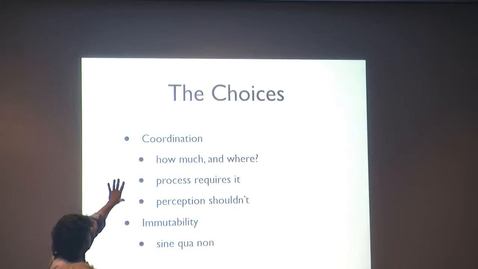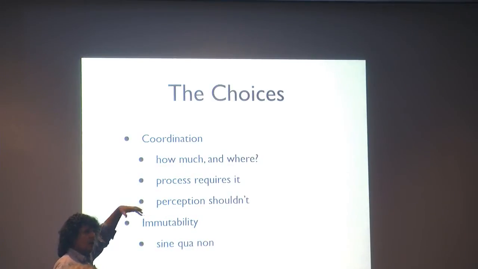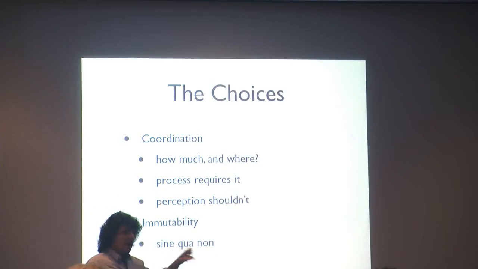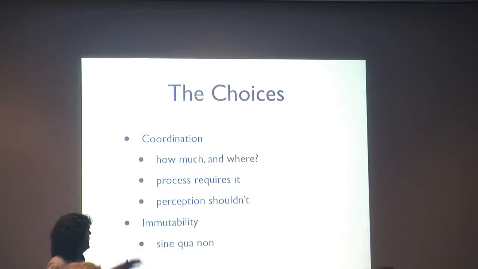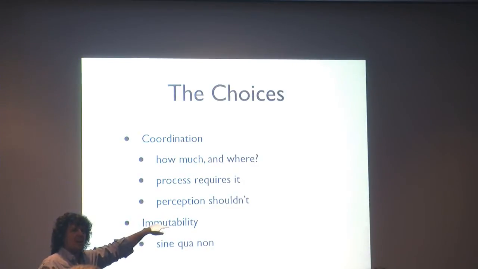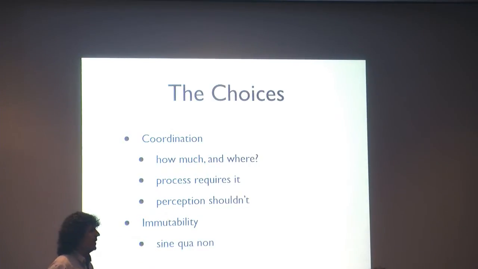We need to answer the coordination question. Obviously, some coordination is going to be required if we don't want eventual consistency magic. We need to eventually decide to coordinate. That's what needs to be eventual. We just need to decide where that happens. Processes require it, but perception does not. Perception should not require coordination. And almost all the time it does, and that's wrong, because that's not how perception works.